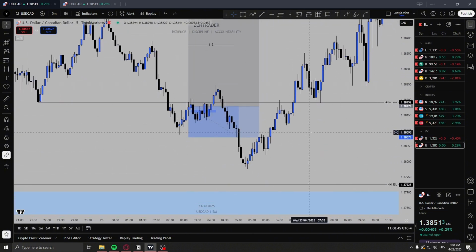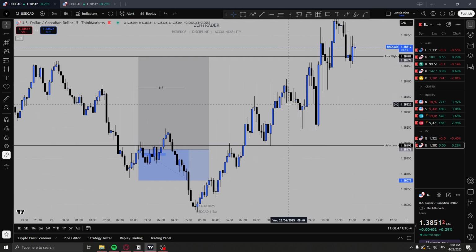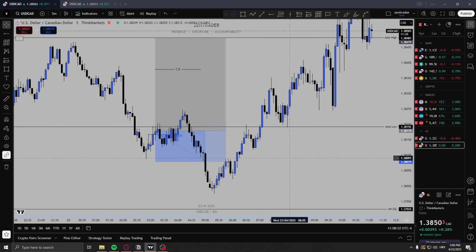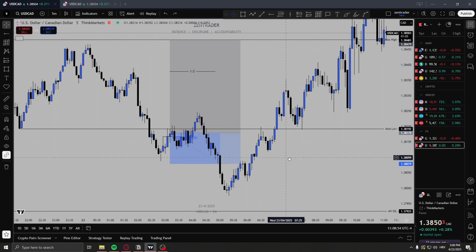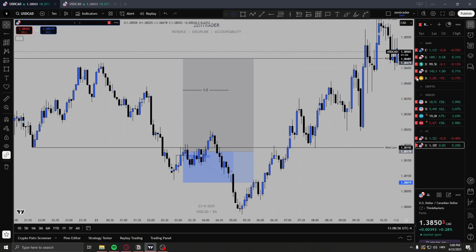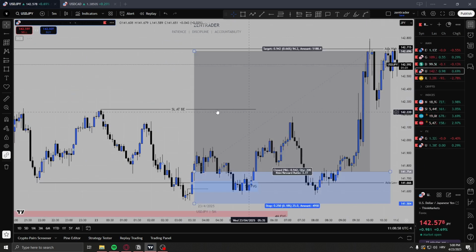In the end you get stopped out, and then the market does the move. So the move was right, the idea was right, it's just that it didn't play out. Okay, so let's see the other trade that I took today. It was on USD JPY.